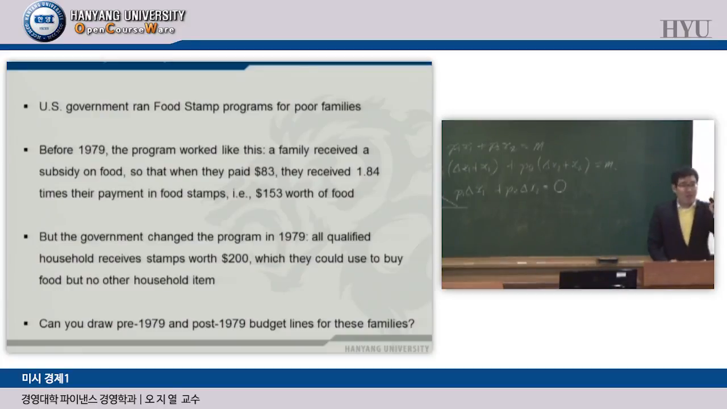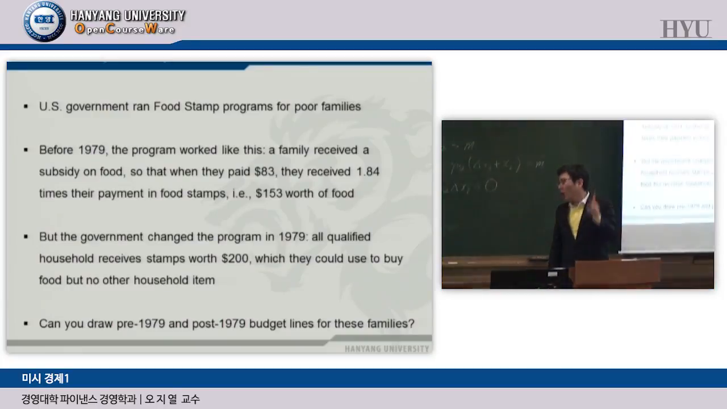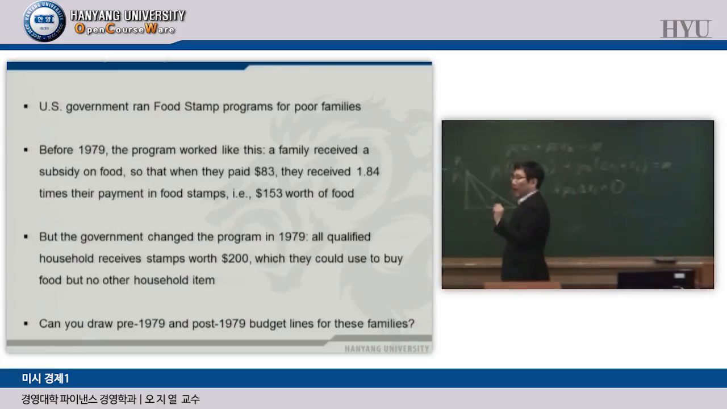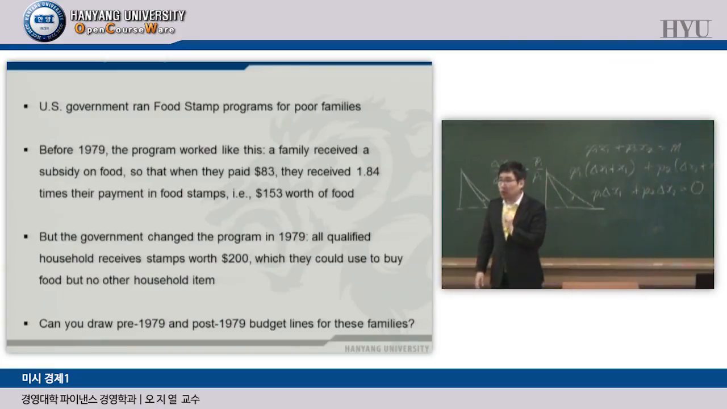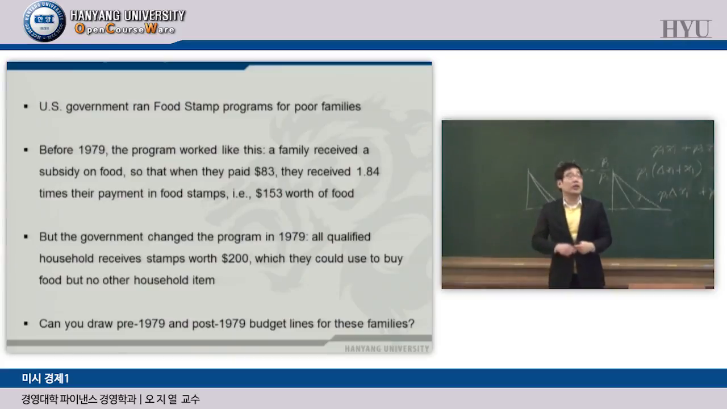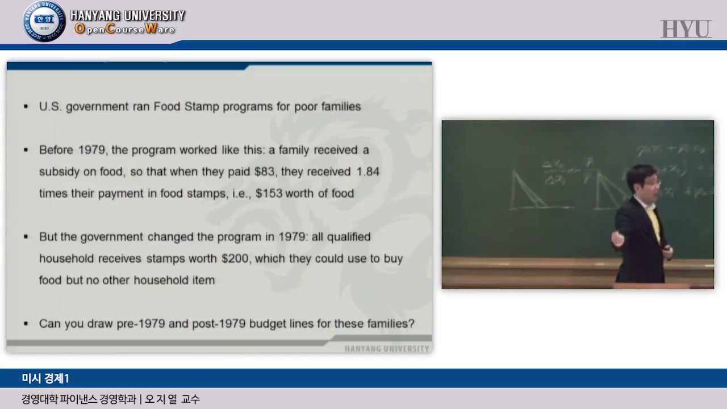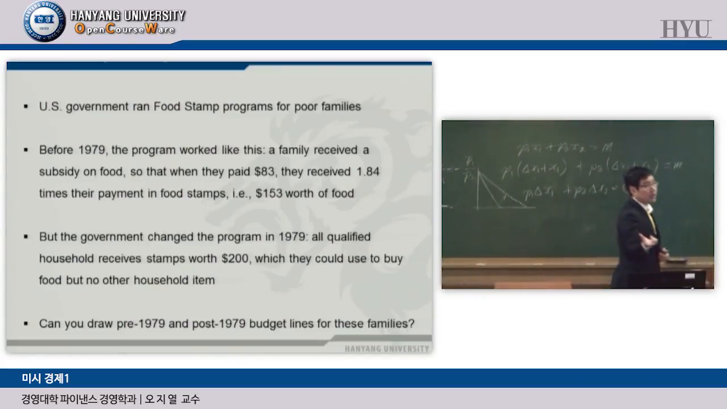But for every $1 of payment, you receive $1.84 worth of food that you can exchange in, say, Walmart and places like that, Costco and places.